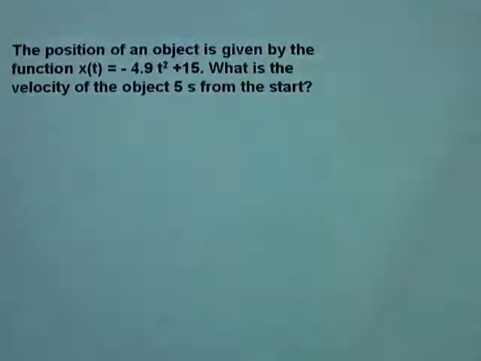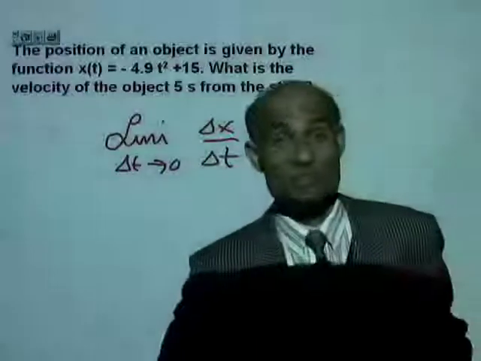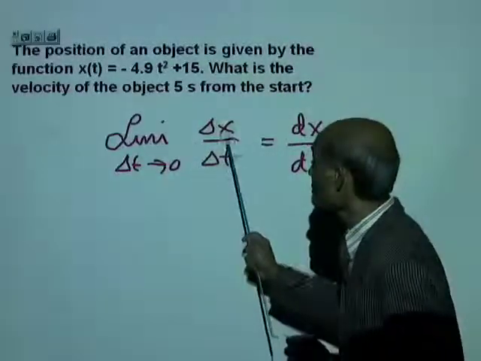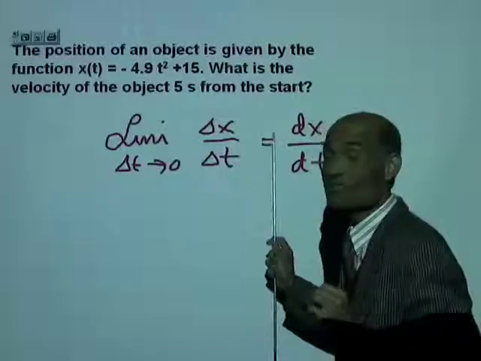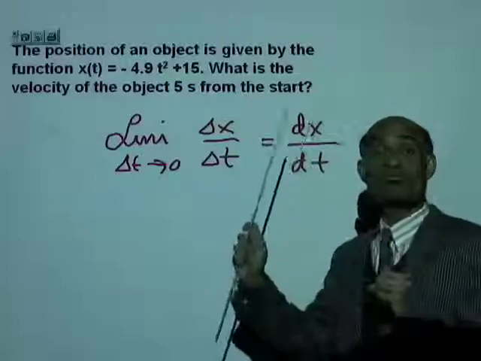Now, what is the definition of instantaneous velocity? Instantaneous velocity is the limit when delta t approaches 0 of delta x divided by delta t. And this is what we call the derivative of the position function with respect to time. Is that right? So, instantaneous velocity is the derivative of the position function with respect to time.